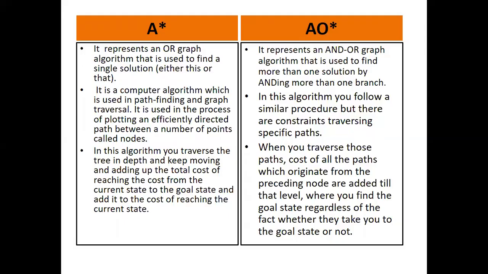In case of AO star algorithm, when we traverse those paths, cost of all the paths which originate from the preceding node are added till that level where you find the goal state, regardless of the fact whether they take you to the goal state or not. This is what we did just now. We calculated the cost of A.